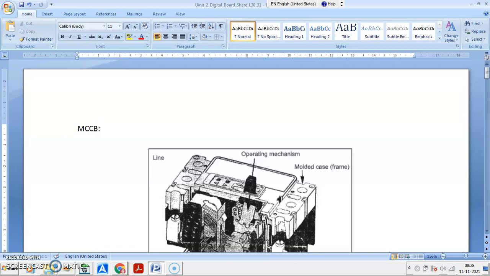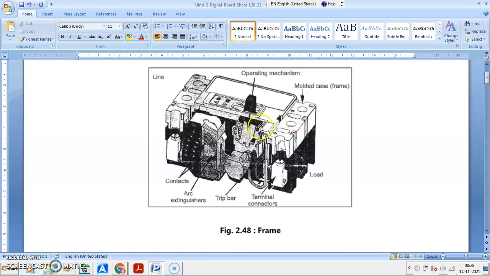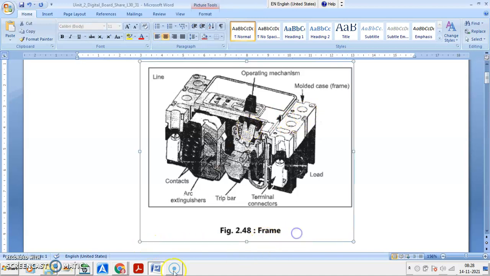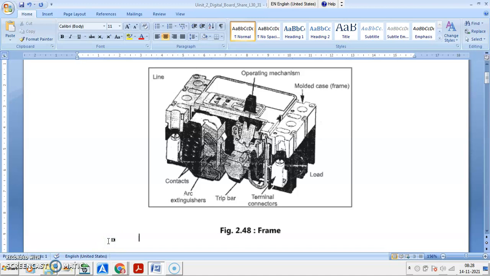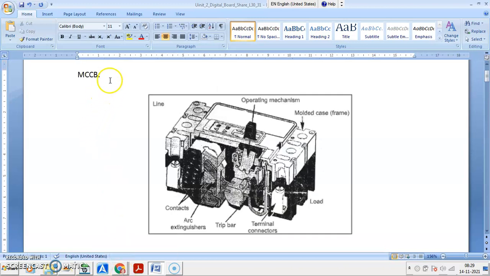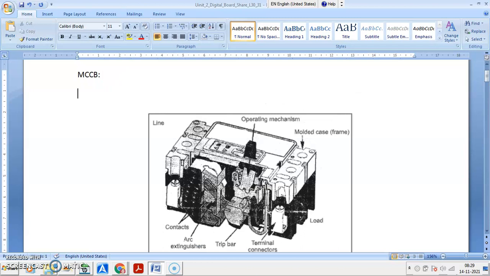MCCB, molded case circuit breaker. Typical construction of MCCB is shown over here in this diagram. There are multiple models or types of MCCB. This MCCB mainly consists of a molded case frame. You may have an operating mechanism, you may have arc extinguishing property, you may have contacts, you may have trip units.